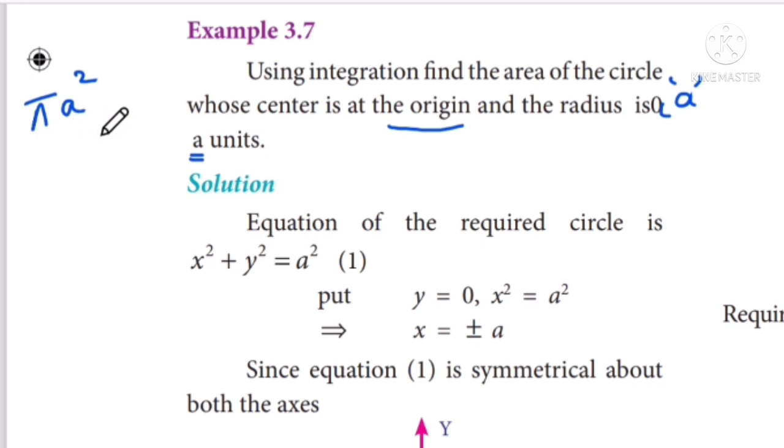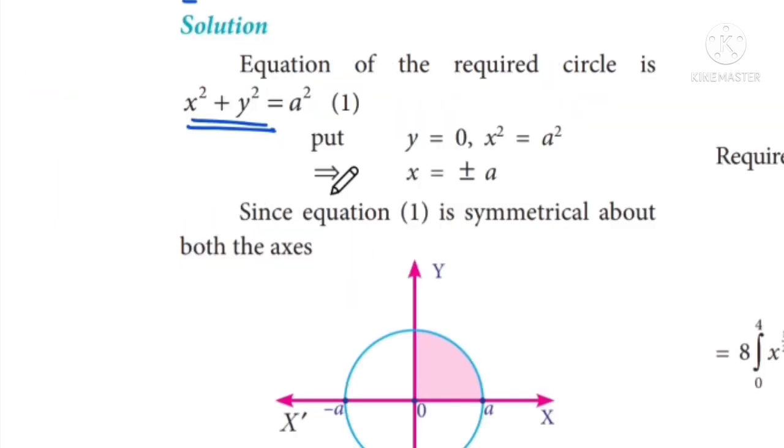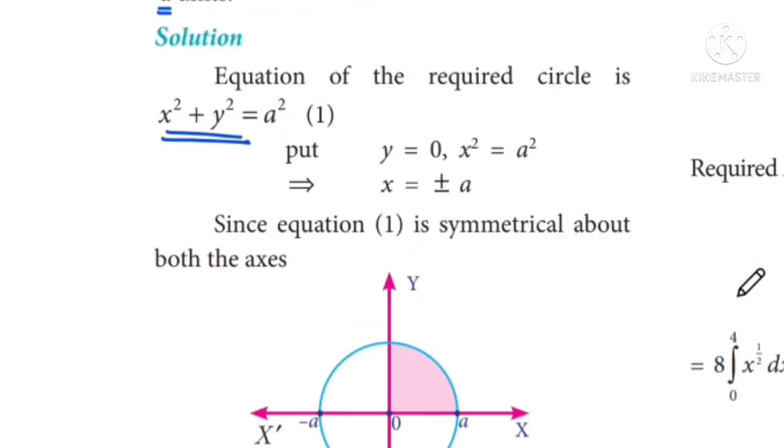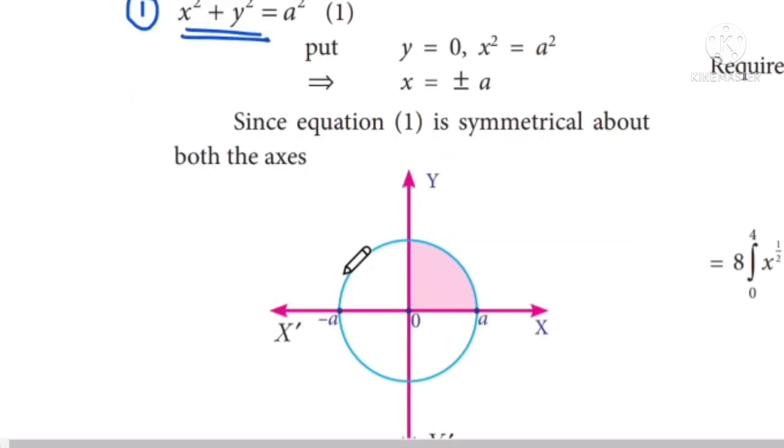Now using integration we are going to find it. So first you should know the equation of a circle with the center at the origin. You have to learn this. So this is that circle, and the equation of the required circle is x square plus y square is equal to a square. This you should know first.